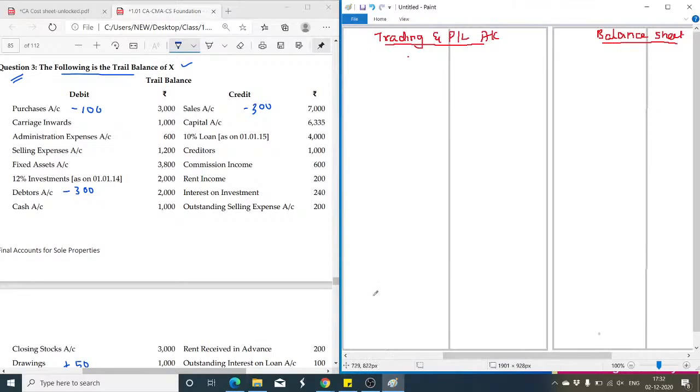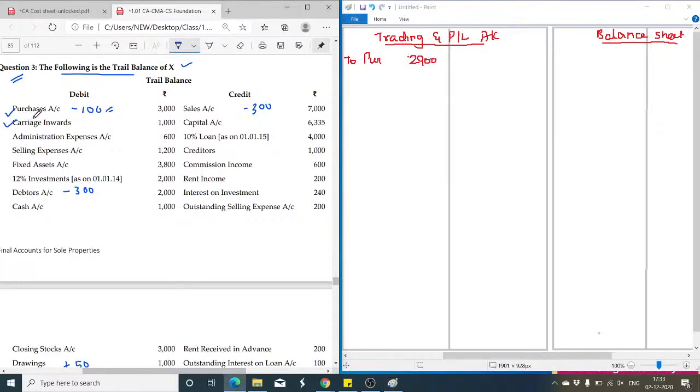Right. Now, first part is purchases. Purchases 3000 where 100 rupees is subtracted. So the net of that will be, okay, purchases, the value being 2900. As already I have marked 100 rupees should be subtracted, I subtracted and posted the value.